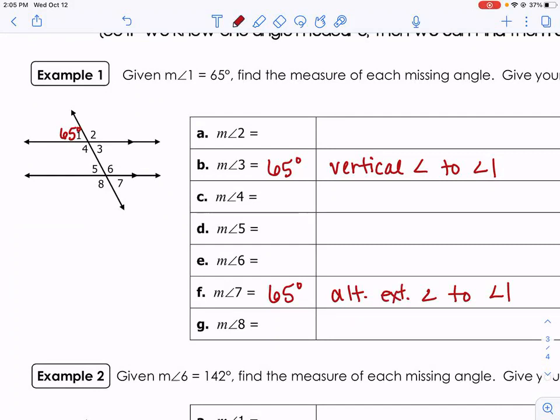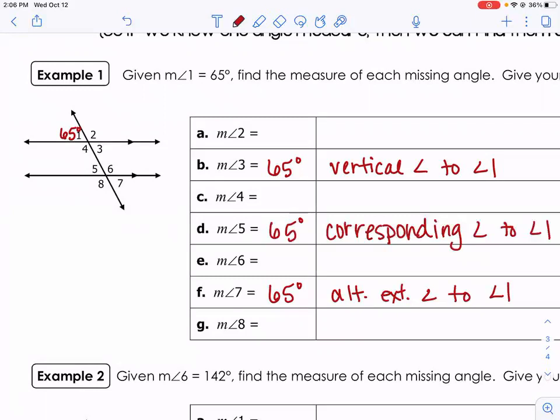Adri, what's another 65-degree angle? 5 is also 65 degrees. And what's the relationship with angle 1? Yes, it's a corresponding angle to angle 1. All right, so now, do we have any other 65-degree angles? Just don't say anything, just use your head, yes or no. Do we have any other 65-degree angles?